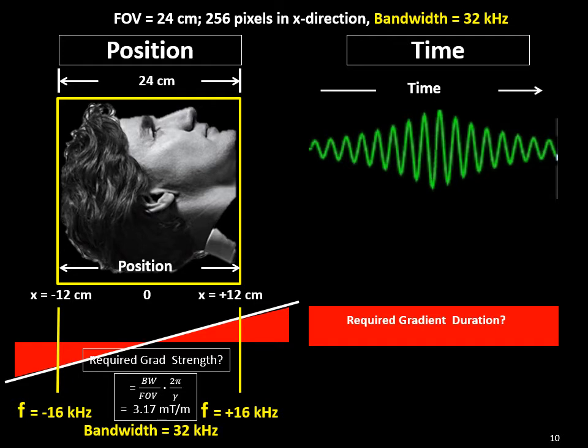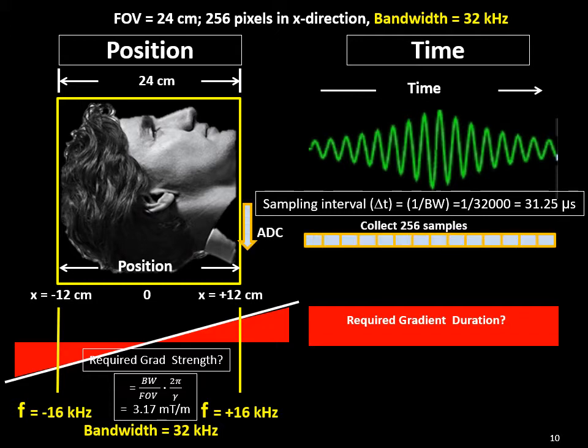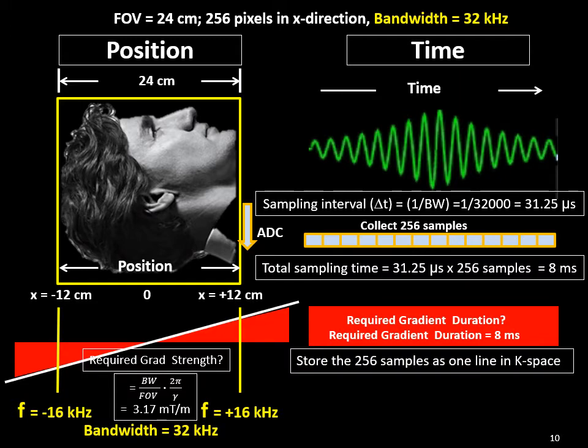How long do we have to apply the gradient? Well, according to that Nyquist formula, the sampling interval is 1 over the bandwidth, which is 1 over 32,000, or 31.25 microseconds, and we have to sample 256 times. So the total sampling time is 31.25 microseconds times 256 samples, which equals 8 milliseconds. So we have to apply the gradient for 8 milliseconds at the gradient strength that was already shown. We store the 256 samples as one line in K-space.